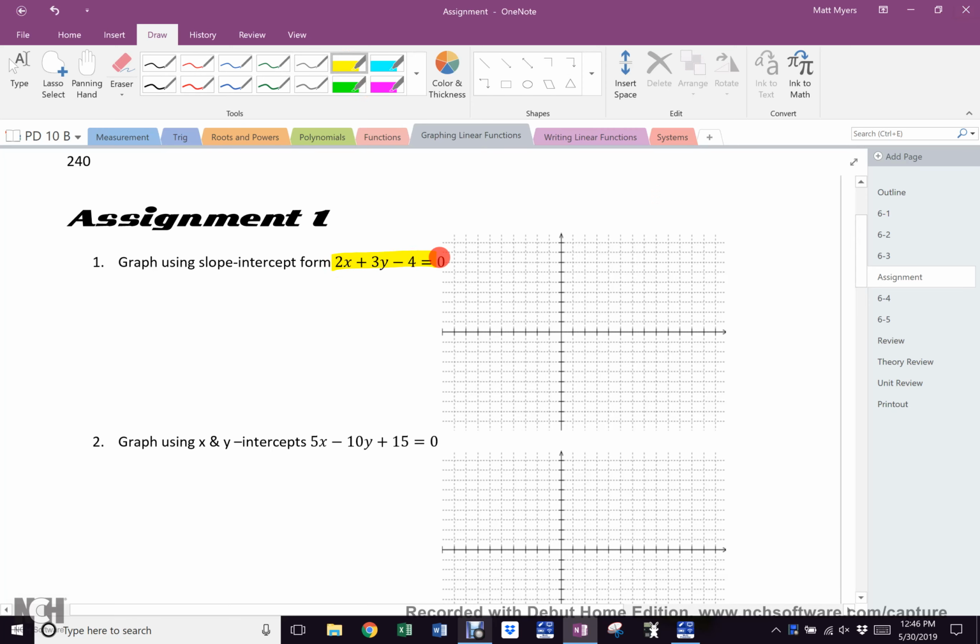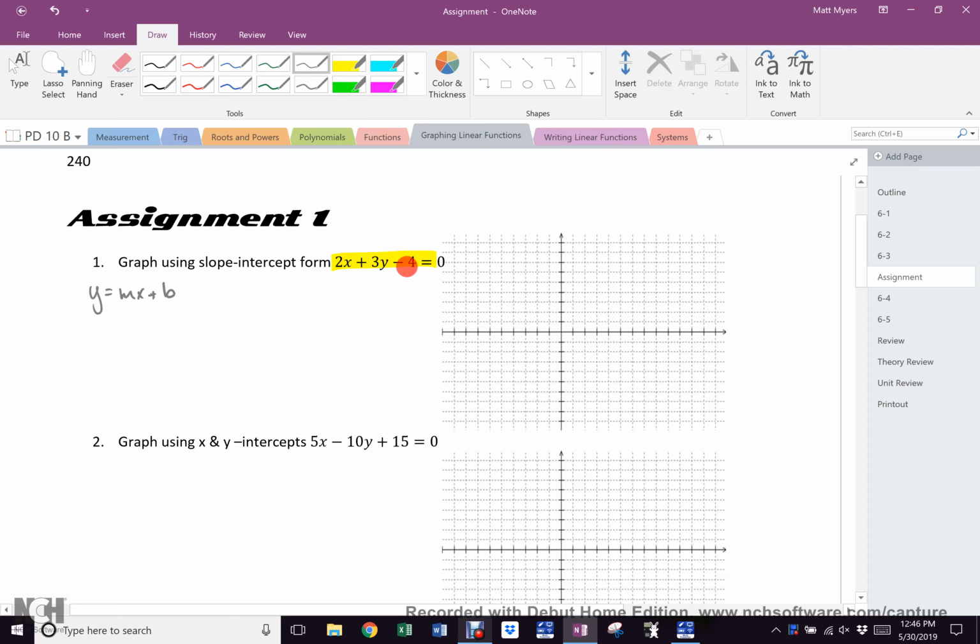So, that's the equation we have. That's the equation we need. What's the difference between what's highlighted in yellow and what's written in gray? The y isn't isolated in yellow. So, if I isolate the y, will I be in slope-intercept form? And I will be able to graph it by looking at it, right?